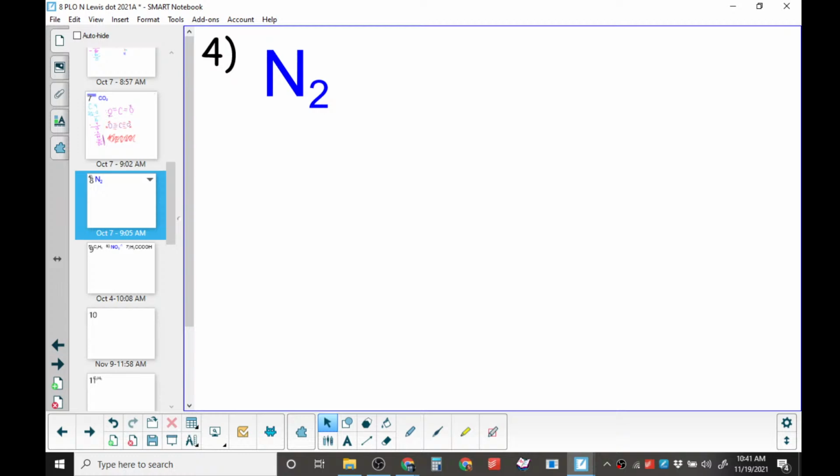N2 looking good there. Do you have your N2 from last day? Yeah, these are all from last day. You haven't gone far enough. Do you have N2? Well, you have 2 lone pair electrons, and currently they wouldn't be happy. Yeah, there you go. Excellent. Got the spot from last day.